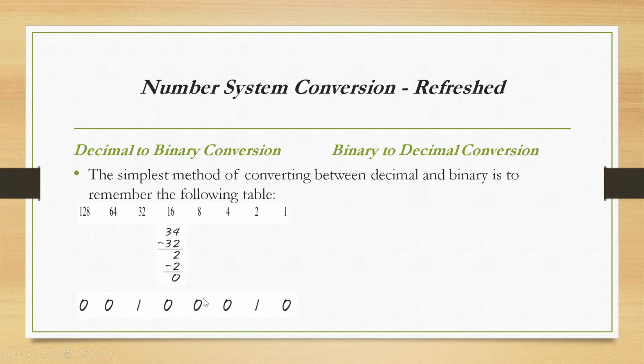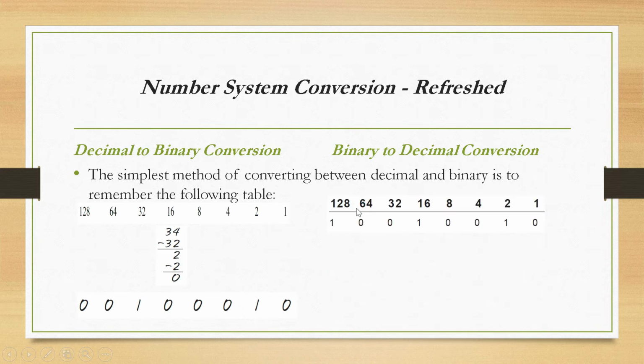So finally, your answer for this decimal to binary conversion of 34 is 00100010, because this one is 8 bits, so it should be 8 bits or 8 digits.